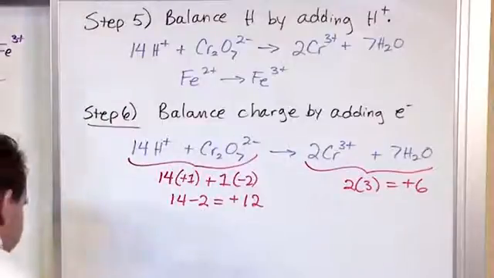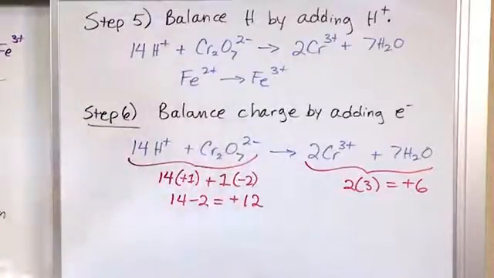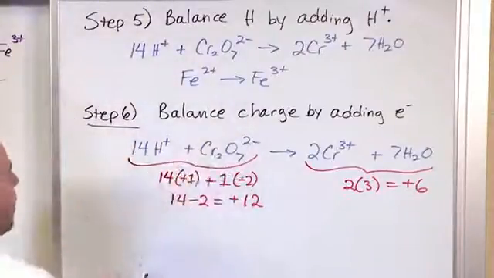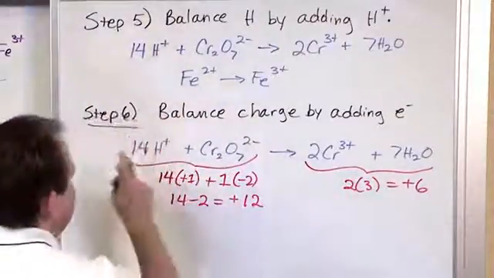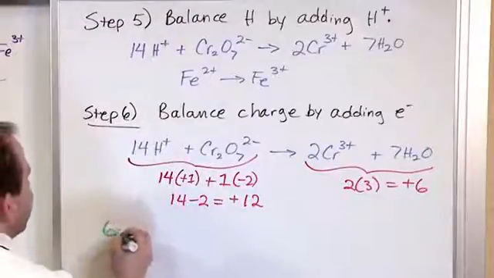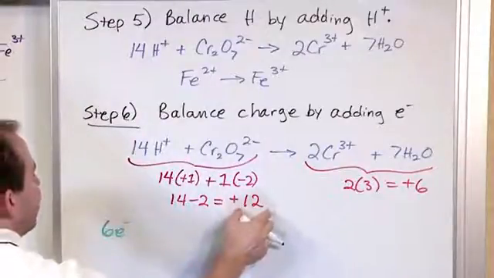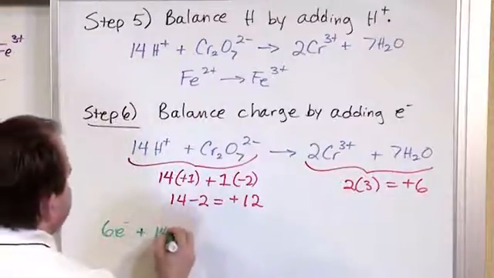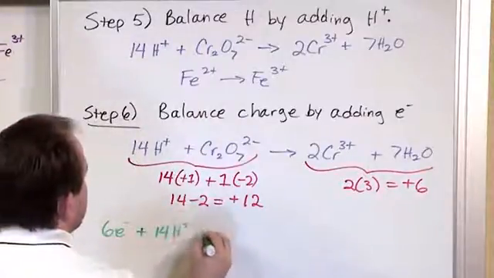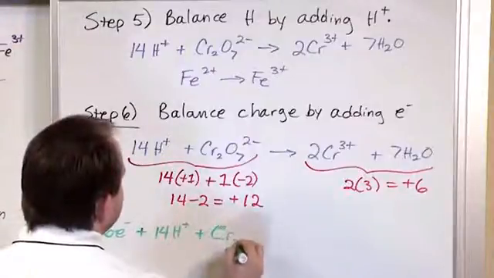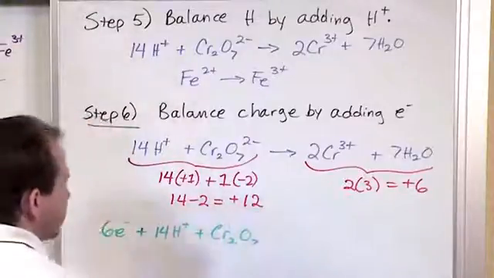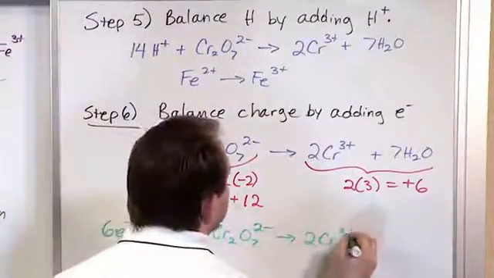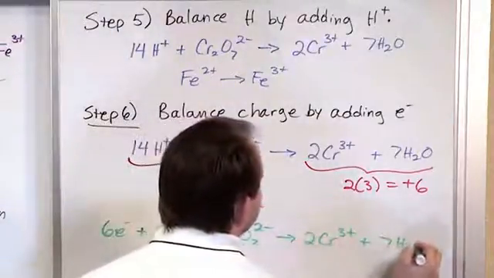So what I'm going to do is rewrite this equation in green. And what I know is that since I've got 12 over here and I've got 6 over here, I need to add 6 electrons here, because 6 electrons will pull down this charge and make it equal to the 6 on the right. So 6 electrons plus 14 hydrogen ions plus Cr2O7 2- yields 2 Cr3+ plus 7 H2O.